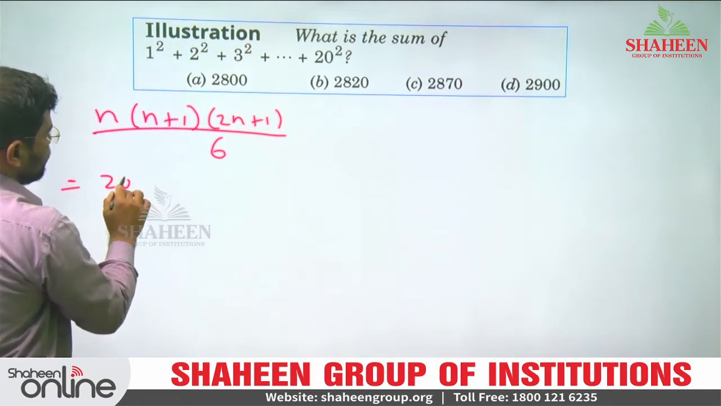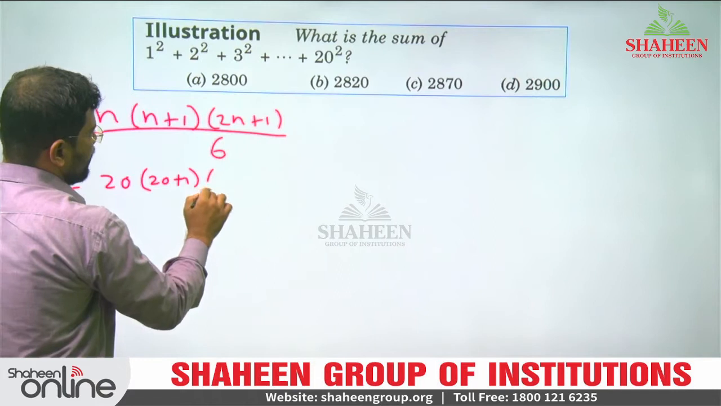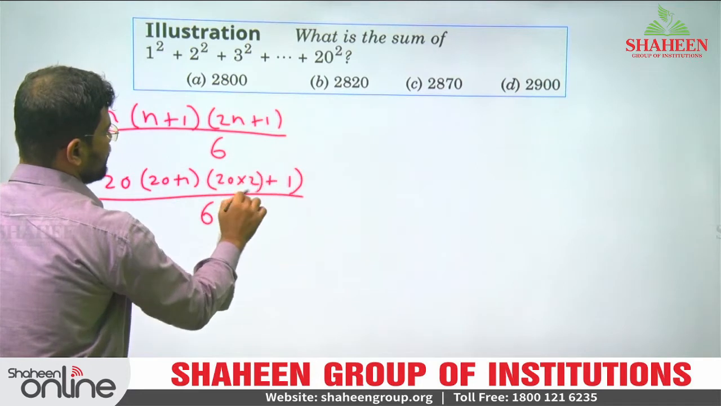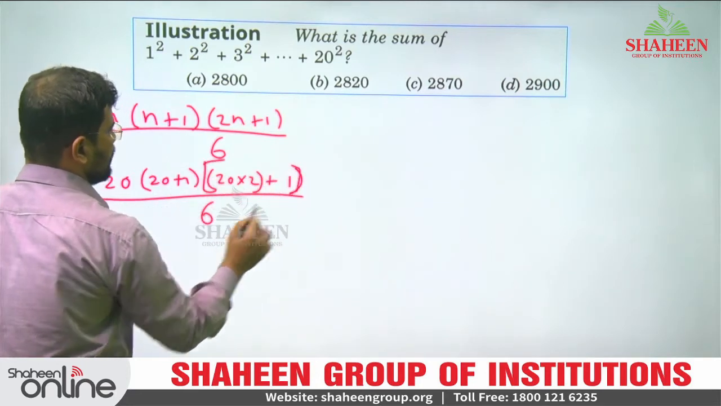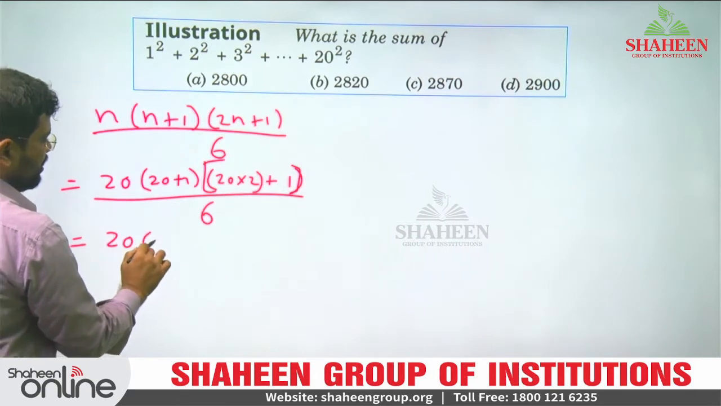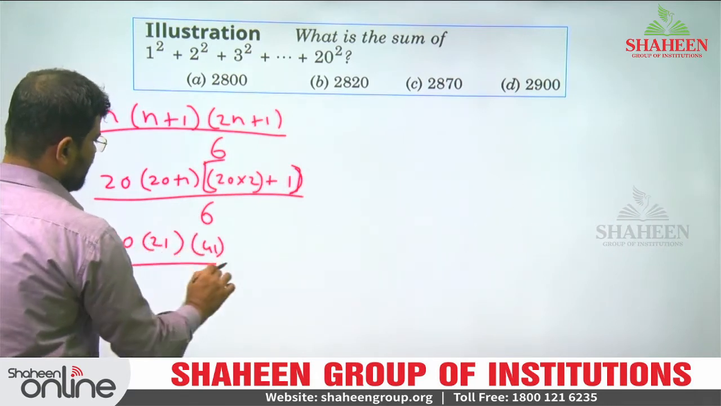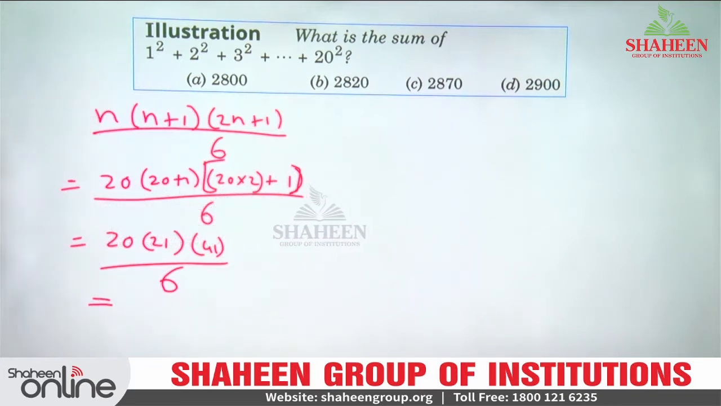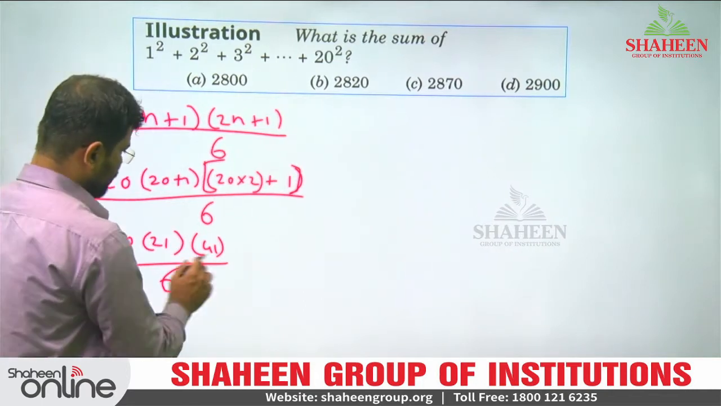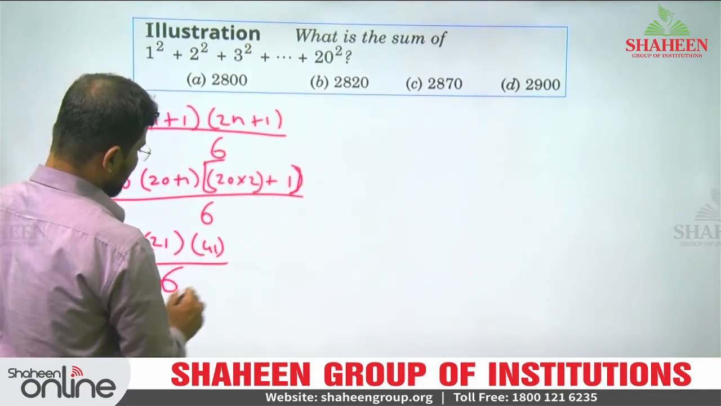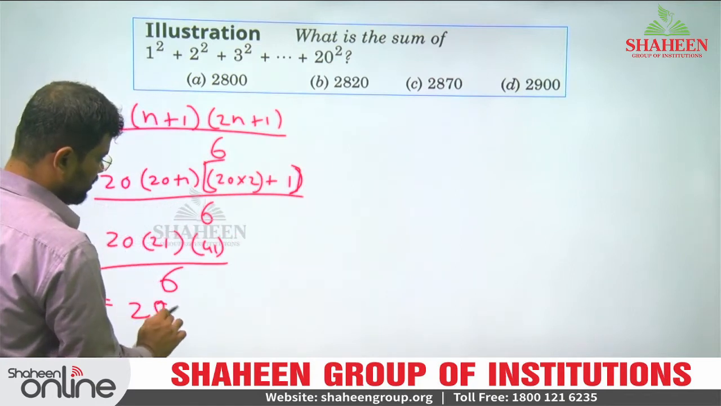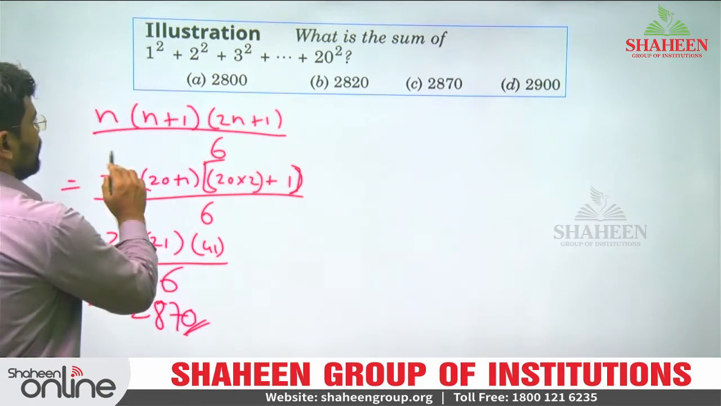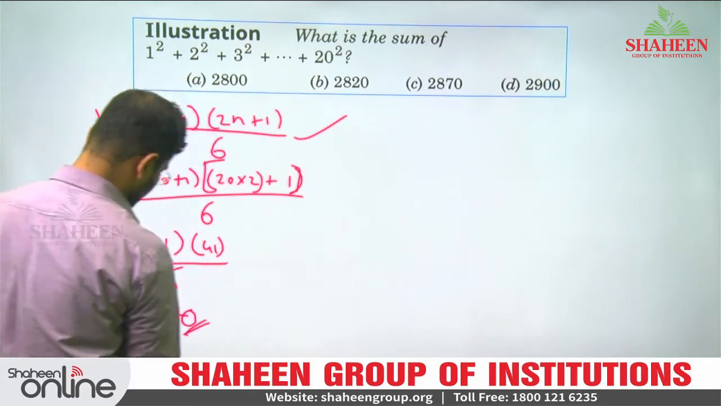n is 20. Here, 20 into 20 plus 1, 20 into 2 times 20 plus 1, divided by 6. If you do this, 20, 21, 41 by 6, and you substitute, the answer you will get is 2870.